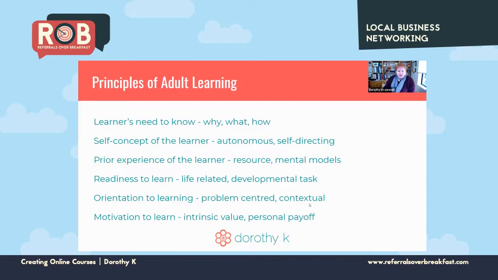So principles of adult learning, and they've got a wonderful name, which is called andragogy. That's what they're called. And these are them. Now, if you want to know more about them, you can read up on them on the internet, but they basically tell you not just how to design training and learning or any online content, but also how to market. So you need to focus on the learner's need to know. Why do they need to know, what they need to know, and how they need to know it. The self-concept of the learner, that they're autonomous and self-directing, and that's going to determine how you design the content and also how you market the content.